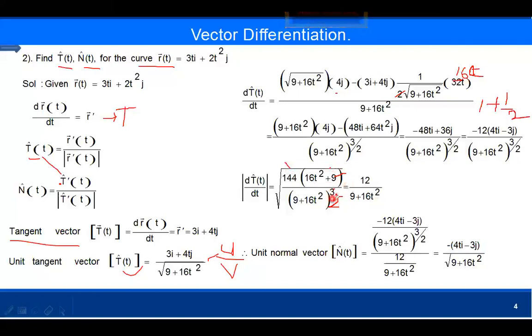Therefore find the unit normal vector. The unit normal vector is this upon this. So what is the value? Minus 12 into 4ti minus 3j upon 9 plus 16t square raised to 3 by 2, upon 12 upon 9 plus 16t square. So cancel and simplify, and we will get the answer. Thank you.